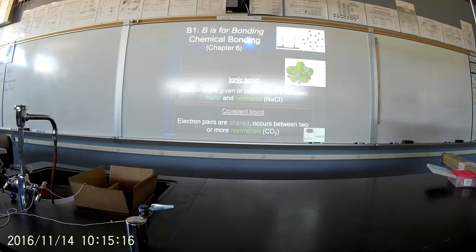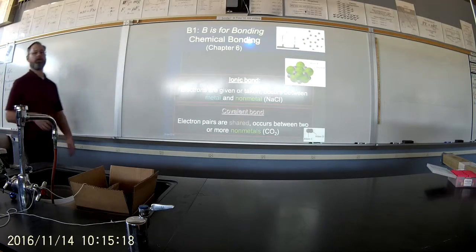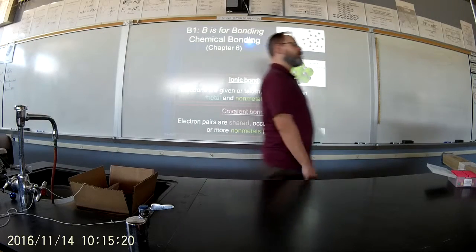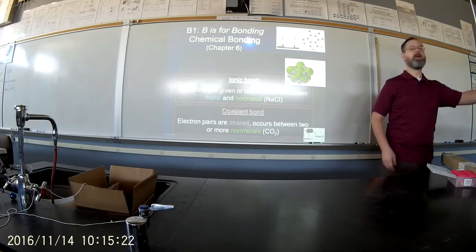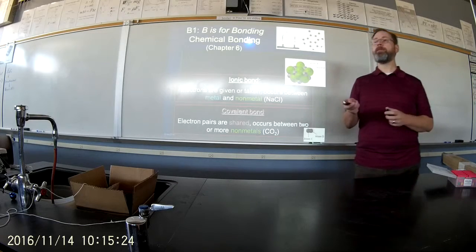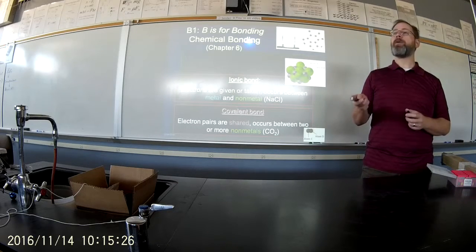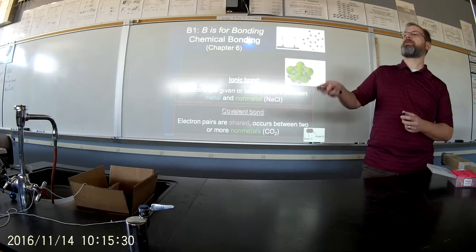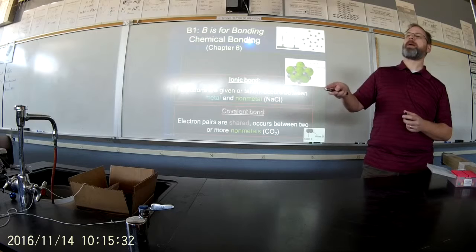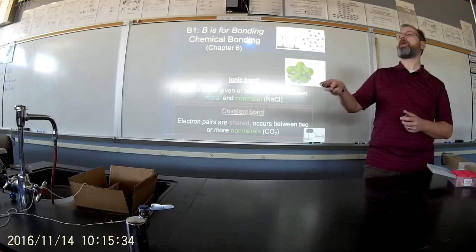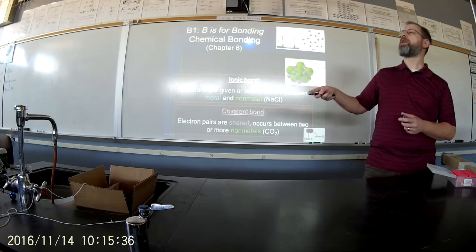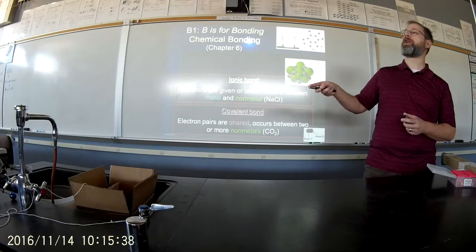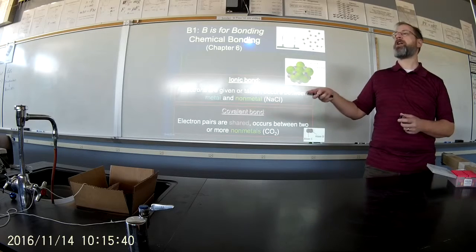Now this only happens with metals and nonmetals. So you only get an ionic bond when you have a metal from the left side of the periodic table bonding with, when I say left, I mean left. These are all metals. Metal, metal, metal, metal, metal. You have a metal from the left side of the periodic table bonding with a nonmetal from the right side of the periodic table, then you're going to get an ionic bond.